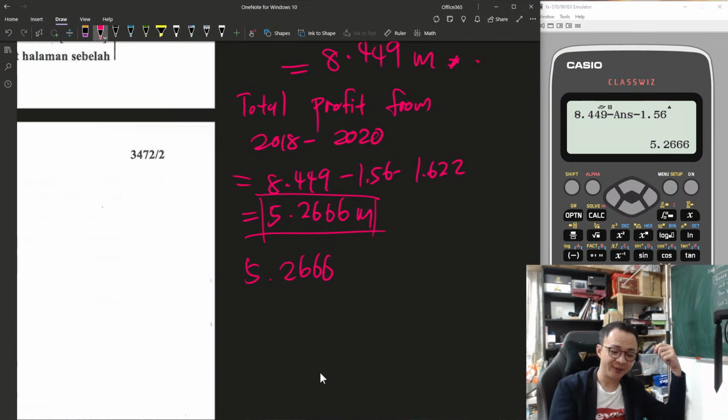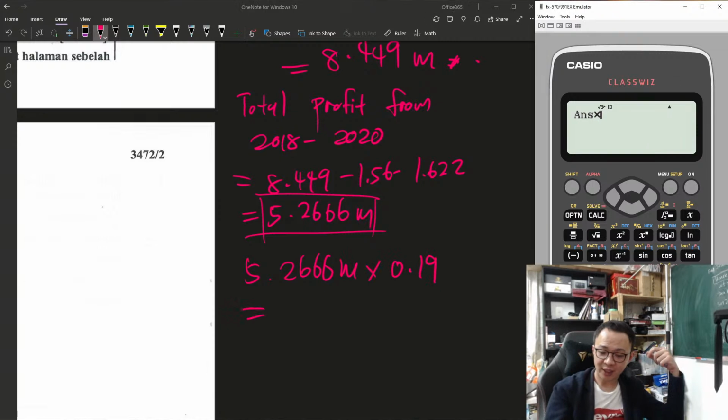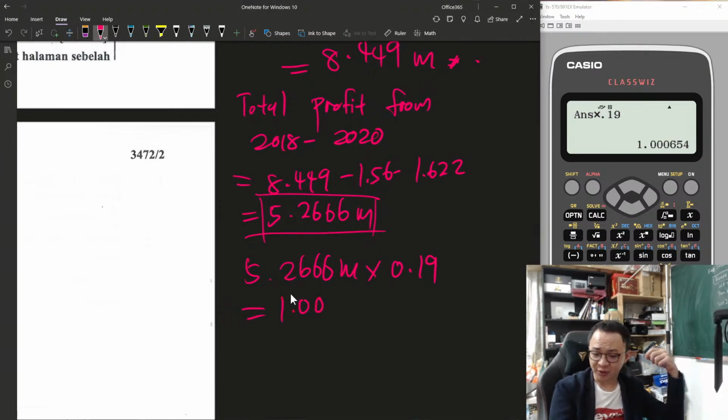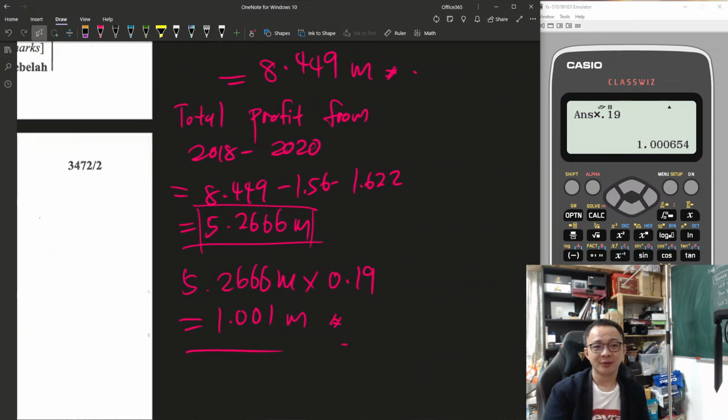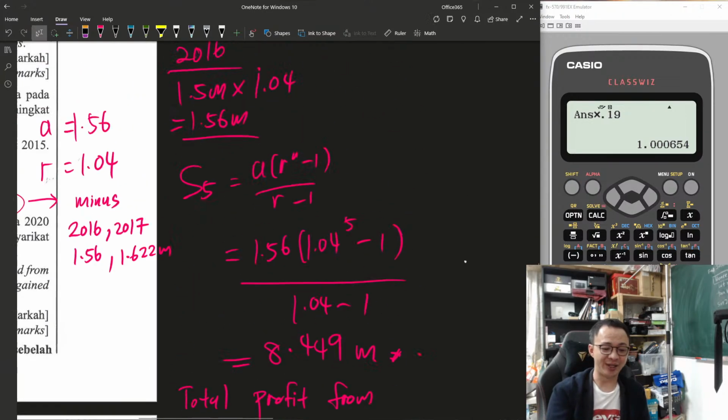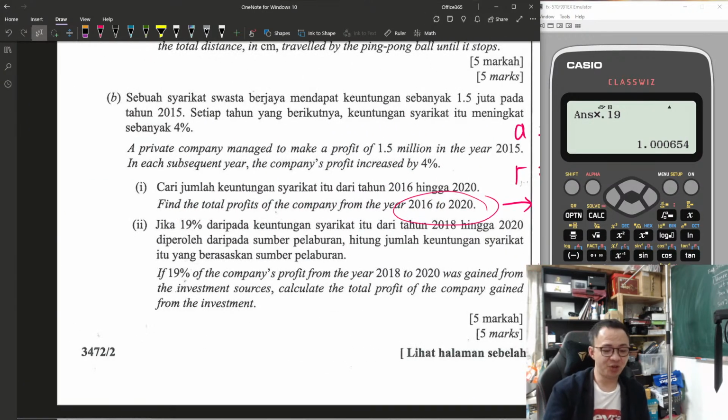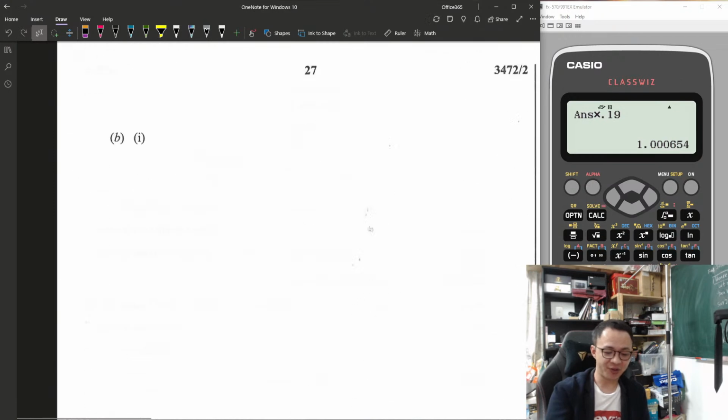5.266 million times 90%. So I have about 4.74 million that comes from the certain investment source. This one is not too bad, isn't it? I hope you understand this GP question. Considered very straightforward.